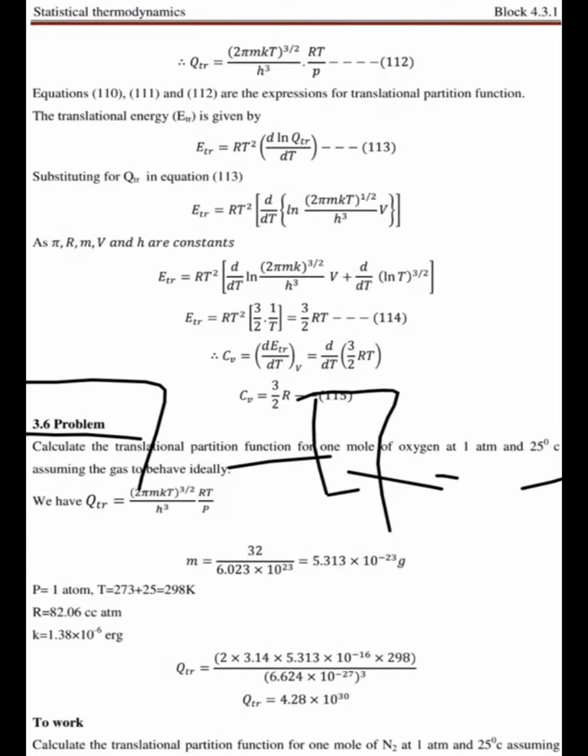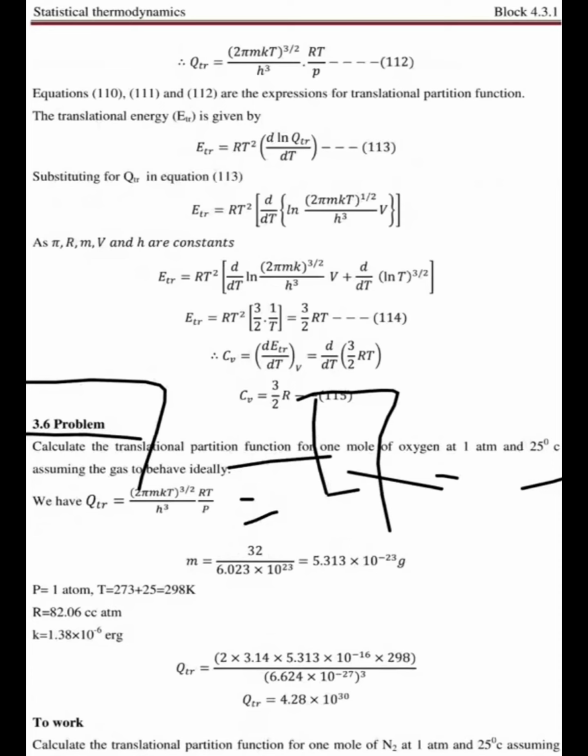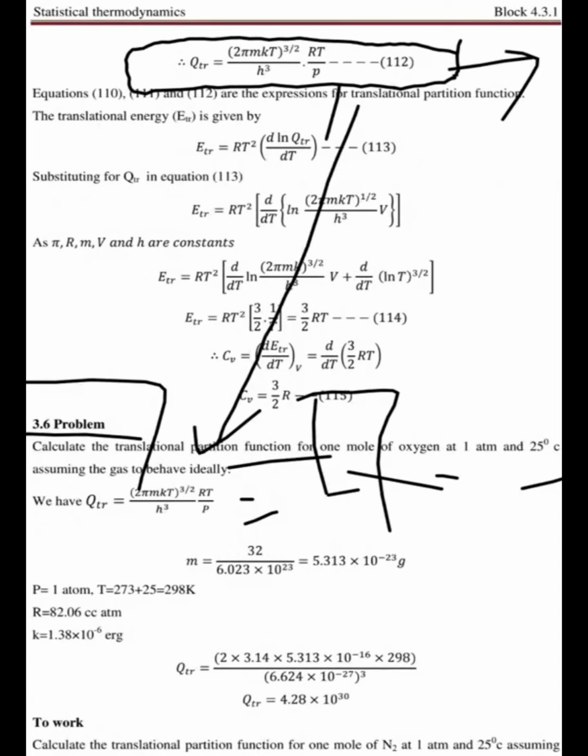So the partition function is nothing but the ratio of the total number of particles to the number of particles in the ground state. So how are you going to calculate the translational partition function? It is nothing but the equation from the previous one. Yes, this is from the equation: the translational partition function of a molecule.